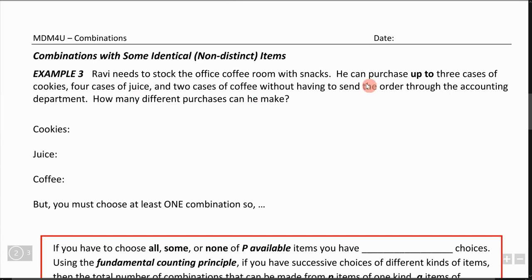Okay, so let's look at cookies. 3 cases of cookies. So he can buy either 3 cases, 2 cases, 1 case, or none. Okay, so 0 cases. So how many possibilities is that? Well, let's count them up. 4 possibilities.